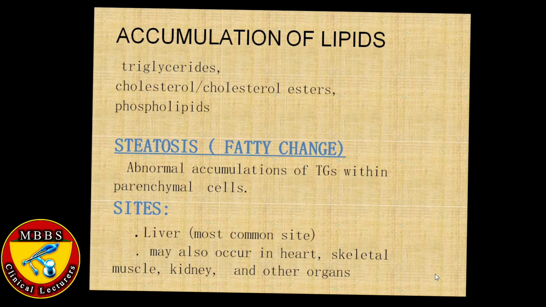Accumulation of lipids. When we talk about the accumulation of lipid, we are talking about triglyceride, cholesterol ester, and phospholipid. In steatosis or fatty change, there is an abnormal accumulation of triglyceride within the parenchymal cells. Mostly this lipid gets deposited in the liver, but it may also deposit in the heart, skeletal muscle, kidney, and even other organs.